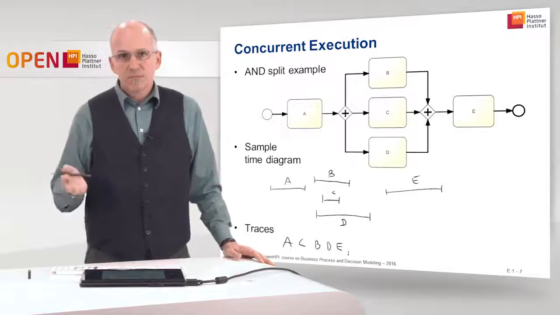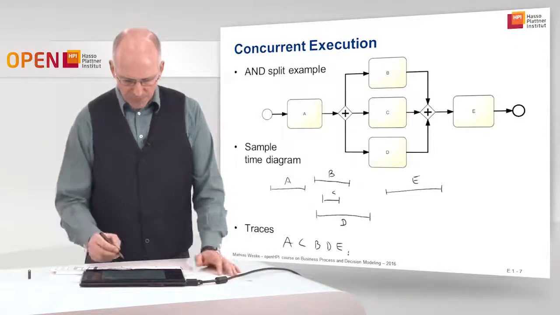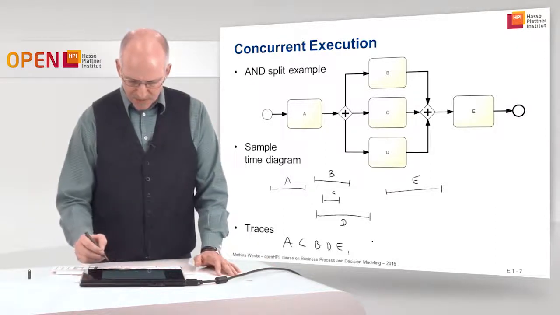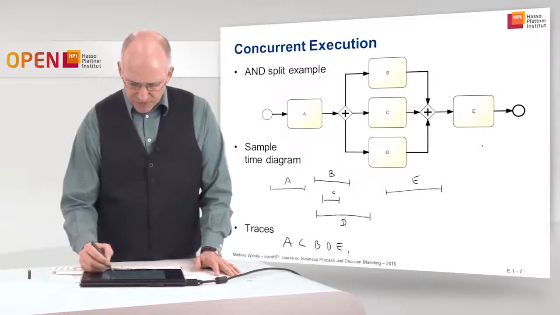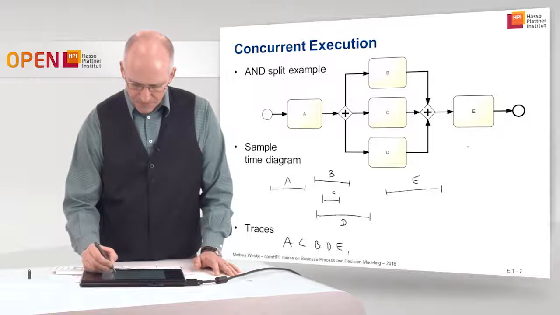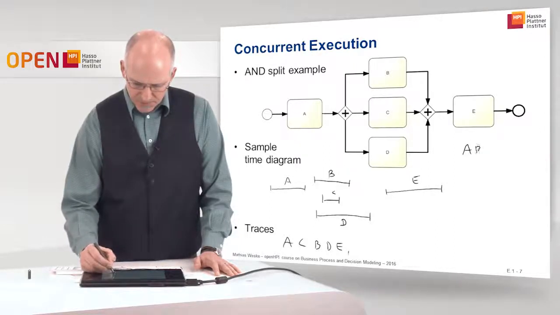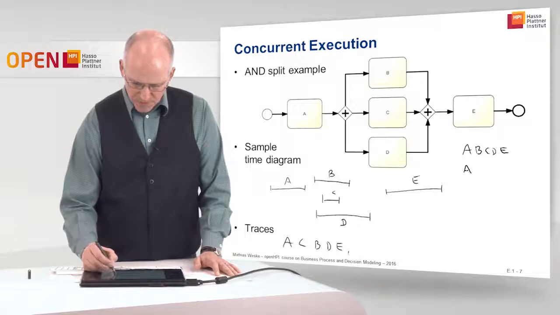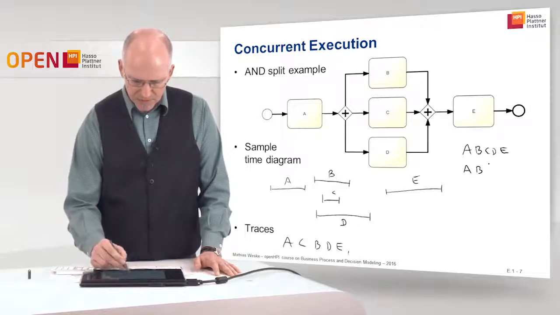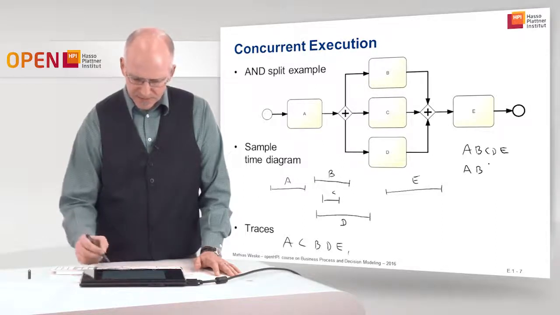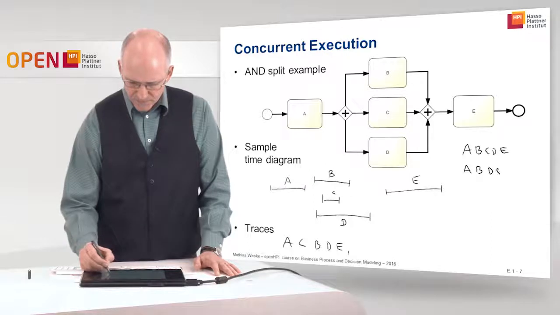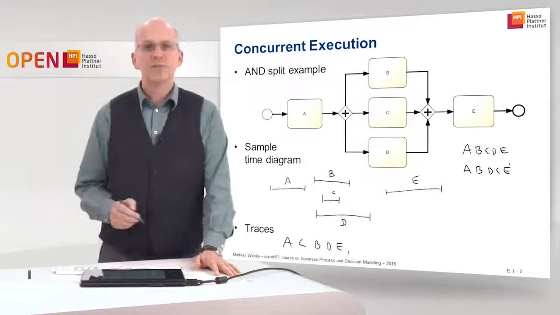But there are quite some more. So let's see if we can put them all together here. Maybe I write the traces here on the right-hand side. We have A, then B might be the next one. Then we have C, D, and E. But we can also have AB, and then DC. That's also a valid trace here.